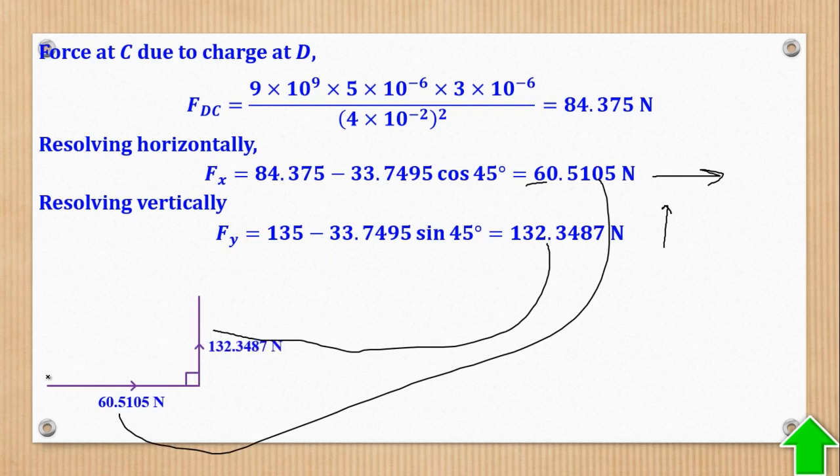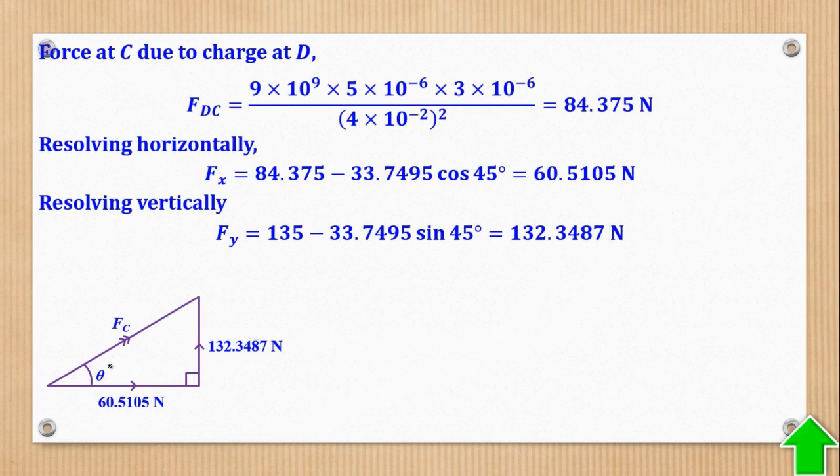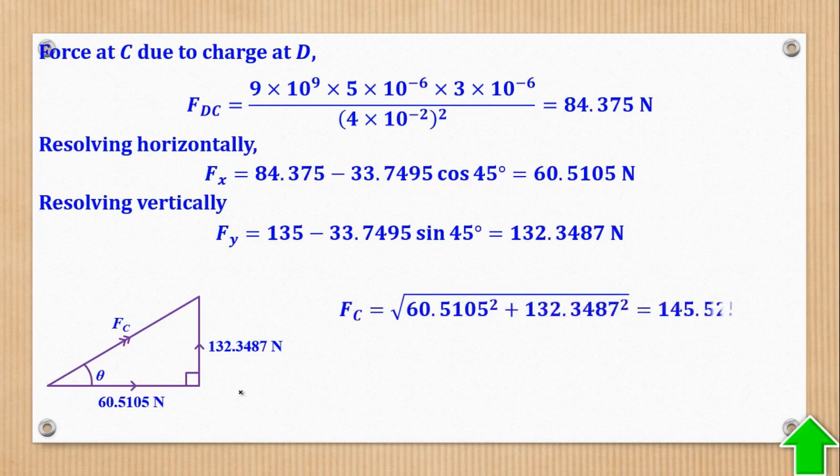Then from there we shall join from start to end, and that will be your resultant. But remember, they want magnitude and direction, so we also have to locate and identify this angle. So we shall say, by Pythagoras theorem, FC will be equal to this squared plus this squared, and a square root to give you this.